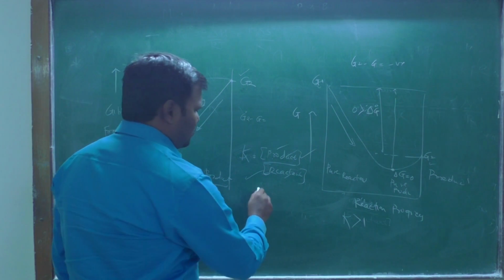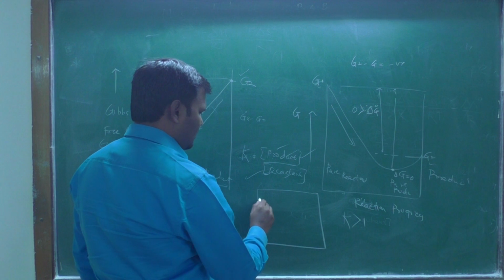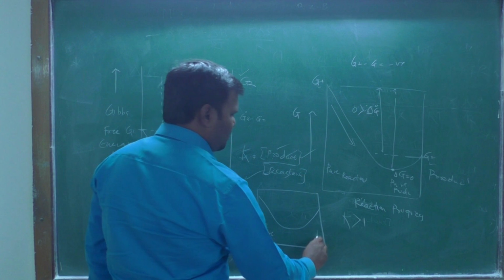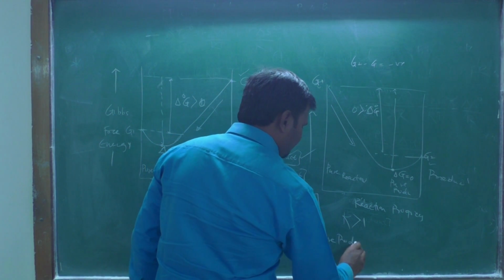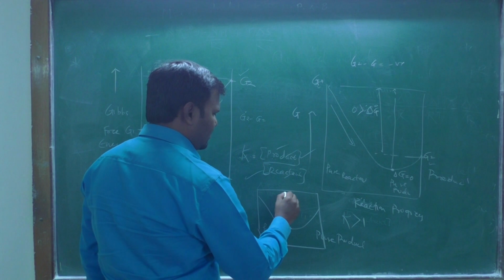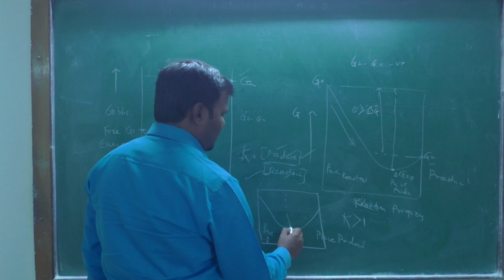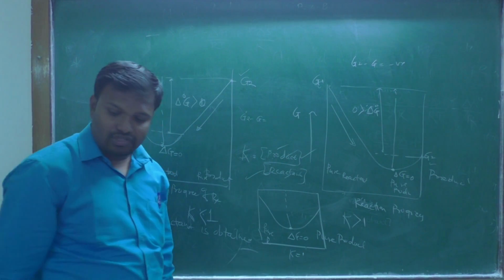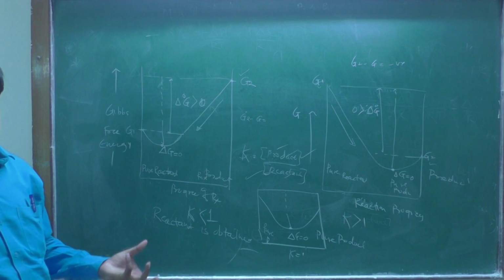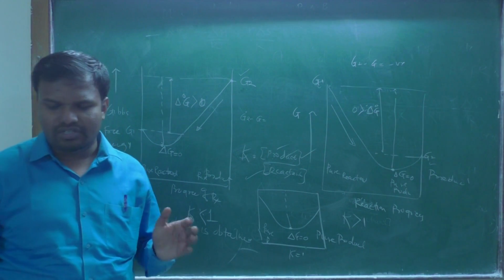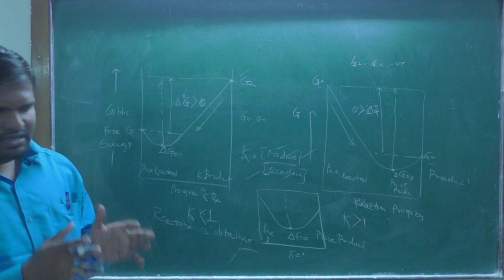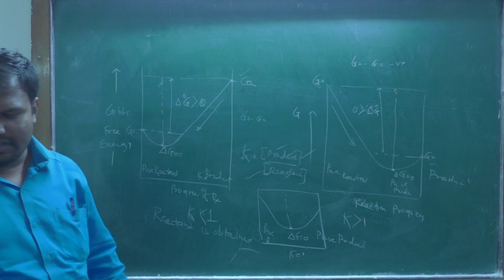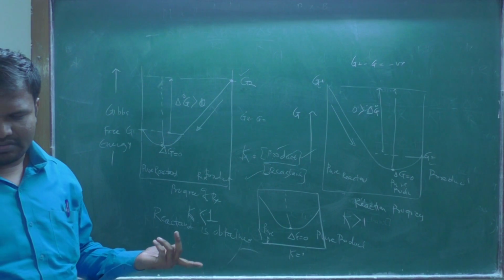The third situation is like this, with pure reactant and pure product. At that point, at equilibrium, delta G is equal to 0 and K is equal to 1. In such a reaction the product and reactant are both present in maximum number, so on this side the product is also more and the reactant is also more.